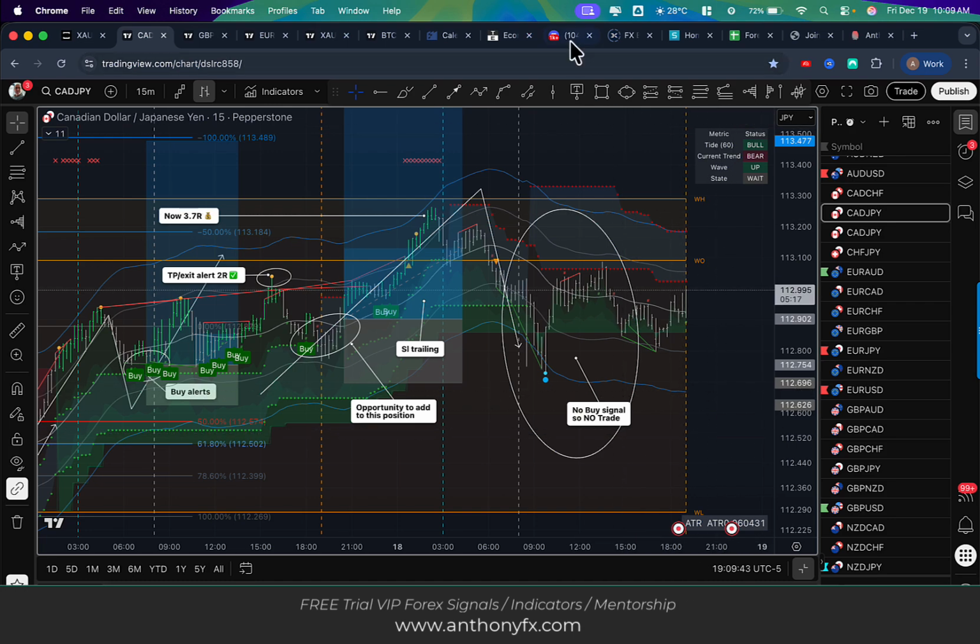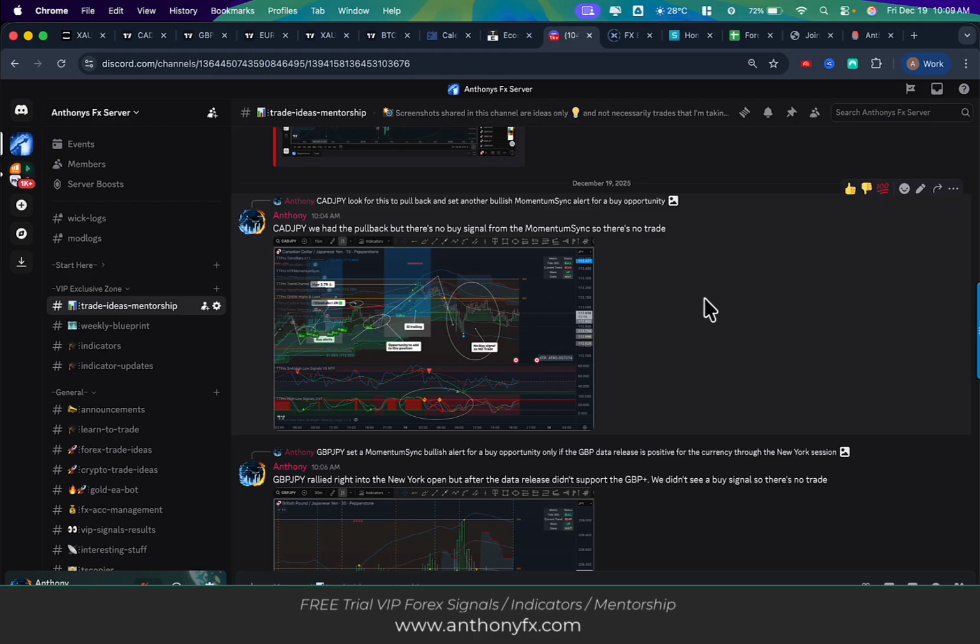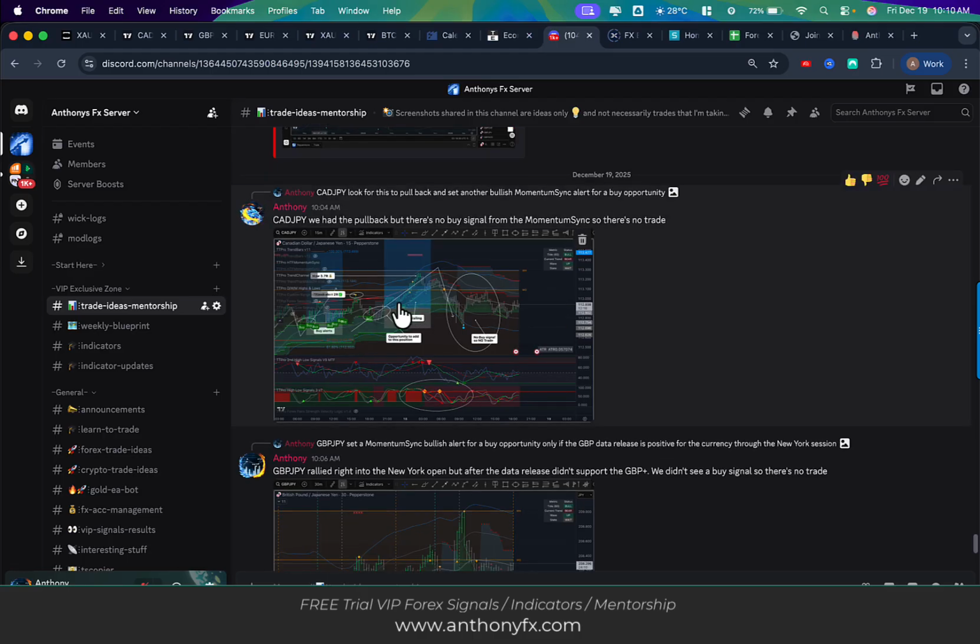Just make sure that you check what I'm doing here. I should actually type in the time frame so you can see it clearly. But when you open this up, you can see it's on a 15M. So CAD yen, no trade for that one. We had a nice position with this earlier in the week.